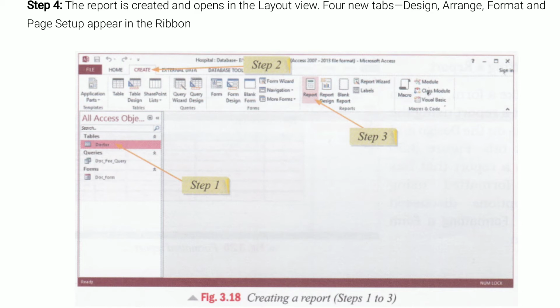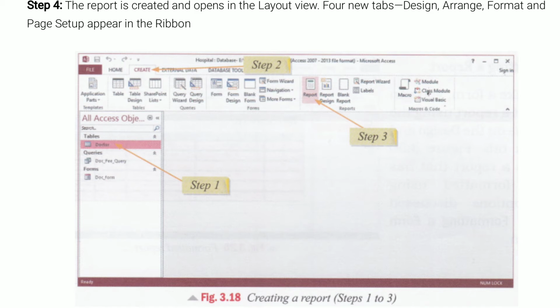This one is the navigation pane. In the navigation pane, you have to select the table name which is to be connected with a report. If you want to create a report, the report must be connected with a table created already. First of all, we have to select the table and click on it.